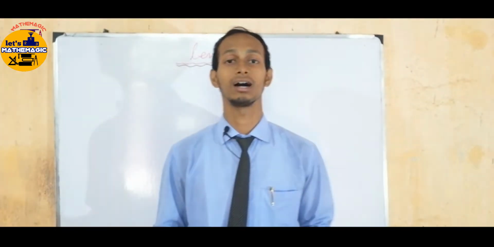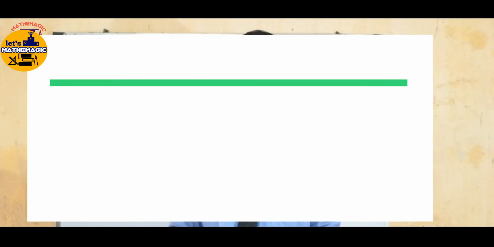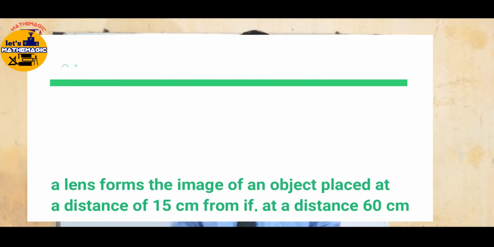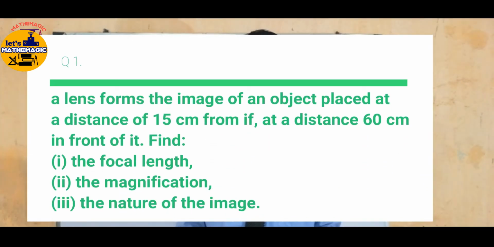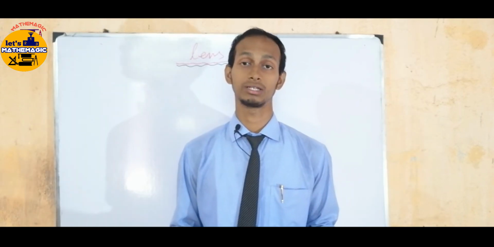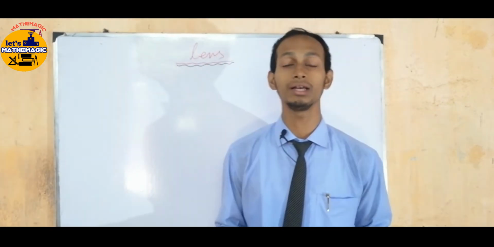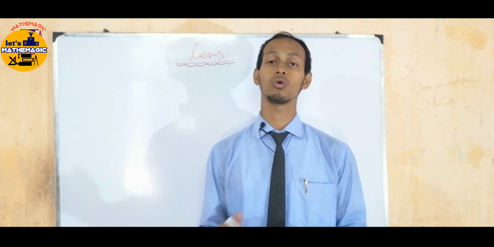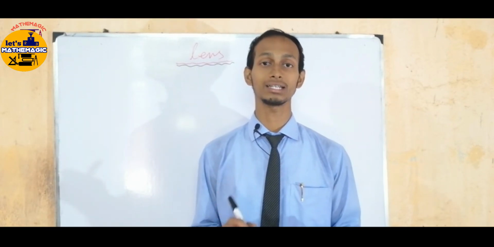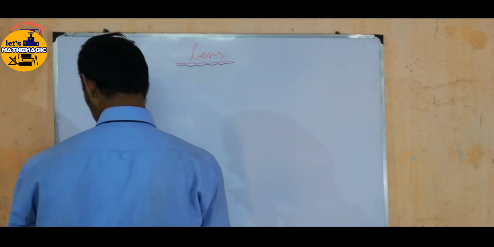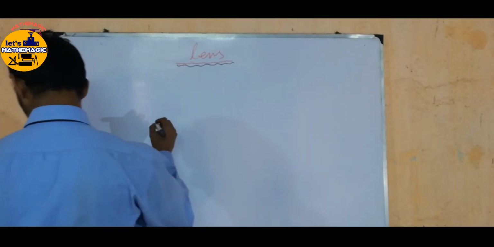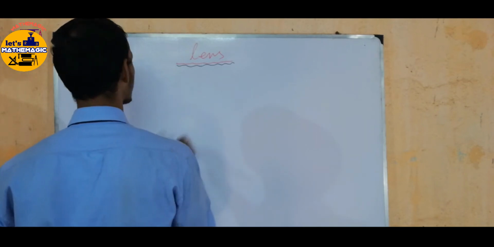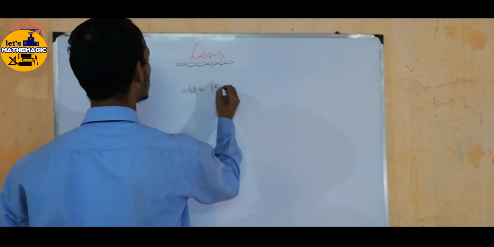So the first problem in this video says: a lens forms the image of an object placed at a distance of 15 cm from it, at a distance of 60 cm in front of it. Find the focal length, the magnification and the nature of the image. So whenever they ask you for the nature of the image, you have to tell the 3 properties of the particular image formed. So here you have to know whatever data are given and whatever data are asked. Like here in the first line I can read that the object is placed at a distance of 15 cm from it. So this 15 cm must be the value of u.